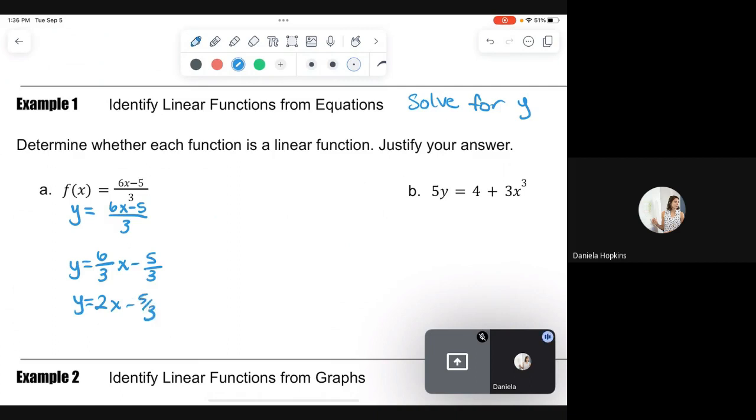So is this linear or not? Does this look like y equals mx plus b? And if you weren't sure, at this point you could type it in a calculator and see that it's a straight line. So this is linear.